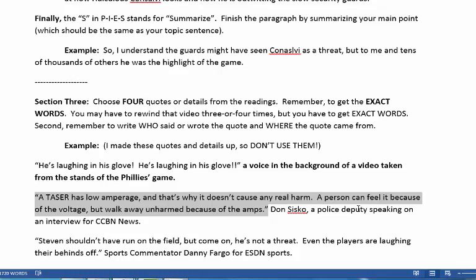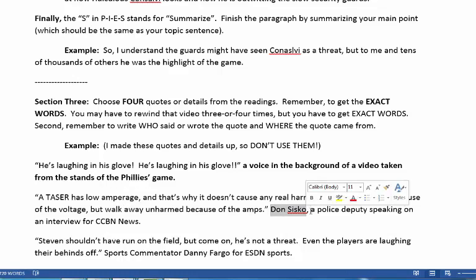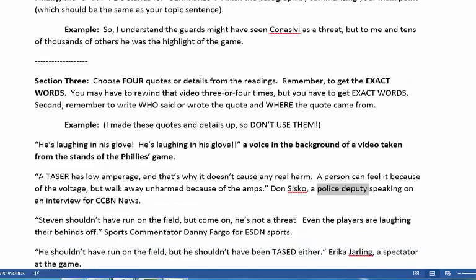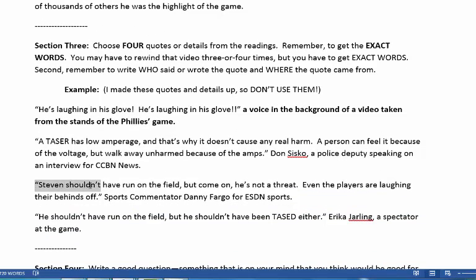Quote, a taser has low amperage, and that's why it doesn't cause any real harm. People can feel it because of the voltage, but walk away unharmed because of the amps. And Don Cisco said that, and he's a police deputy speaking on an interview from CCBN News. I tell who said it and where they said it. It's also important that I say he's a police deputy because that establishes him as a bit of an expert, right? He should know about the taser since he actually has it sitting there on his hip, right?